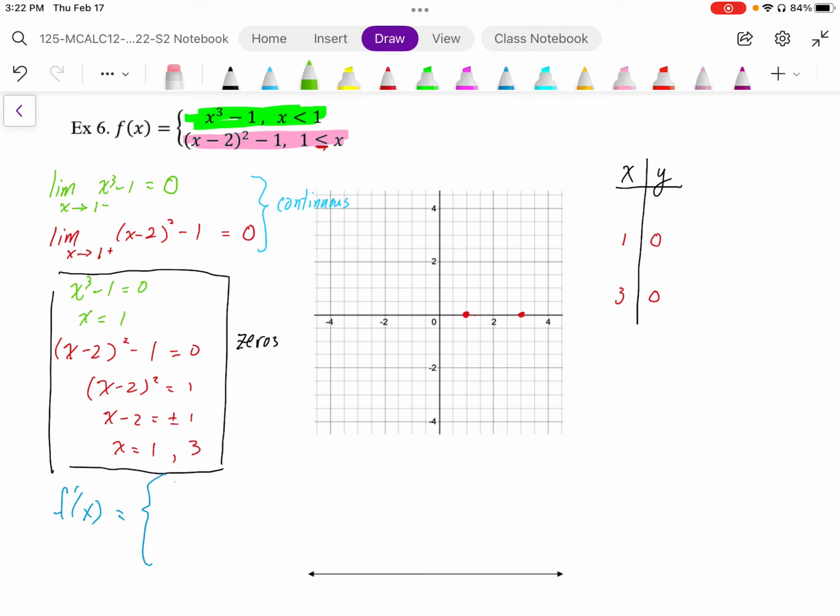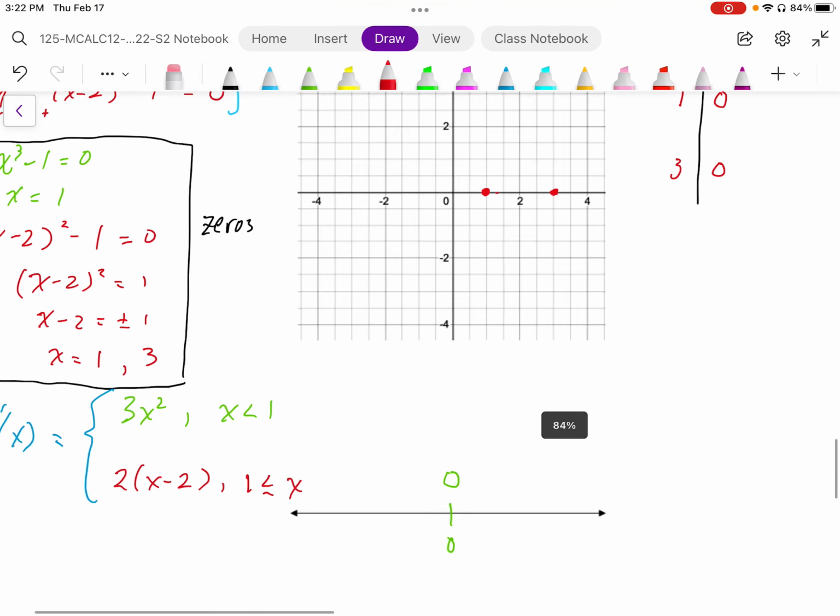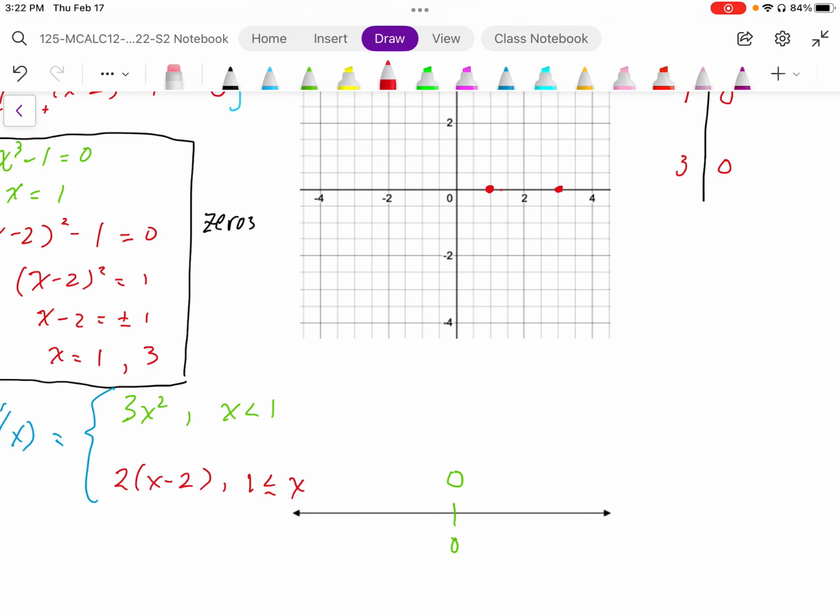So f prime of x, when I differentiate the green part, I'm going to end up with 3x squared for x is less than 1. And for this part here, I'm going to end up with the linear function 2x minus 4, for x is greater than or equal to 1. Then I have a 0 slope at x is 0. So in my f prime graph, I have a 0 slope at 0. And from the other part of the graph at x equals 2, I'm going to have another 0 slope. Those are going to be points that I have to test.